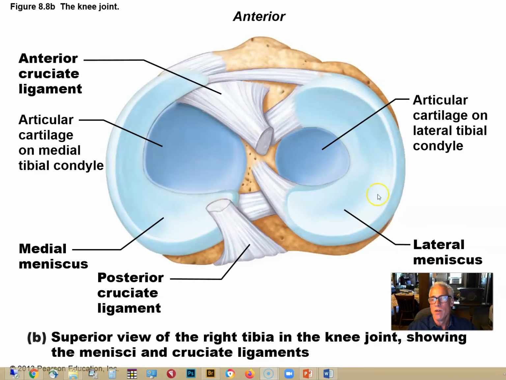Here's a superior view of the tibia with the femur removed. We can see the anterior cruciate ligament and the posterior cruciate ligament have been cut away to do that. And here now you can really see the menisci, crescents of fibrocartilage that act as shock-absorbing pads within the knee. The femur essentially has two separate condyles, each of which articulates with the tibia, and underneath each one of those condyles is a nice fibrocartilage pad called the meniscus. It sits on top of some hyaline cartilage that's directly in contact with the bone.